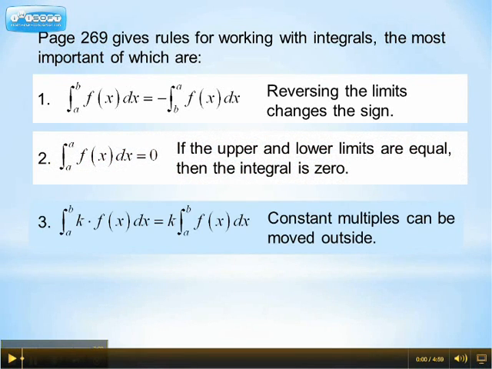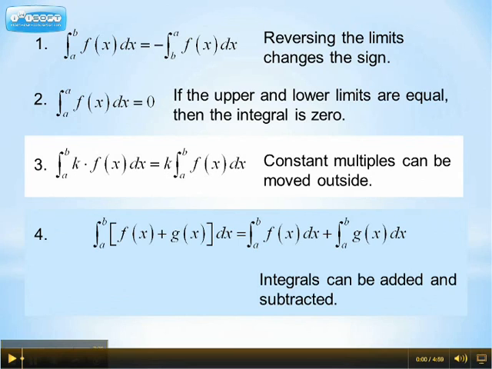Next one, the integral from a to b of k, a constant, times f of x dx. We talked about this briefly a little bit before, but you can move that k to the outside, like so, and then just find the integral from a to b of f of x dx. The constant multiples can be moved to the outside.